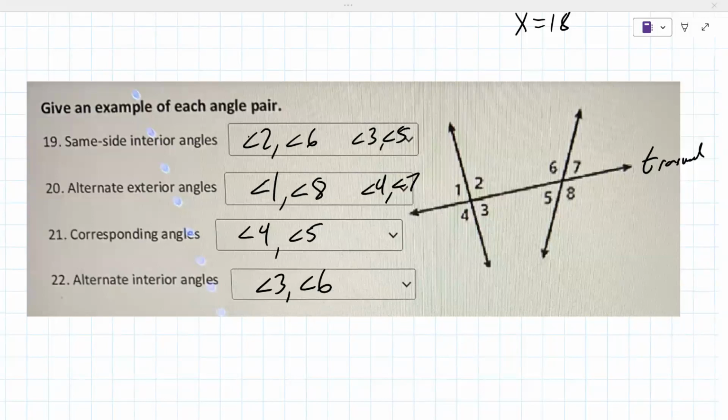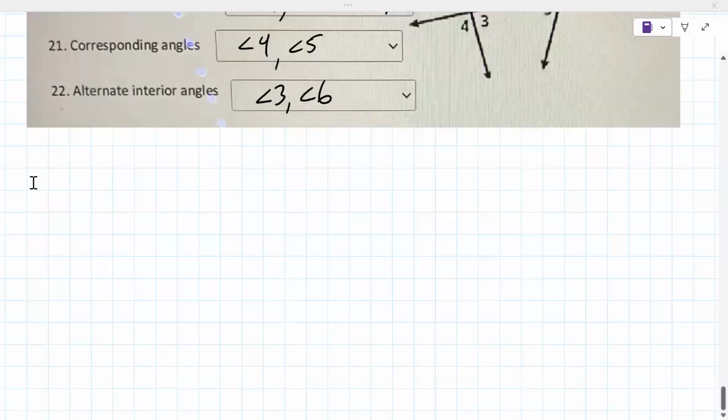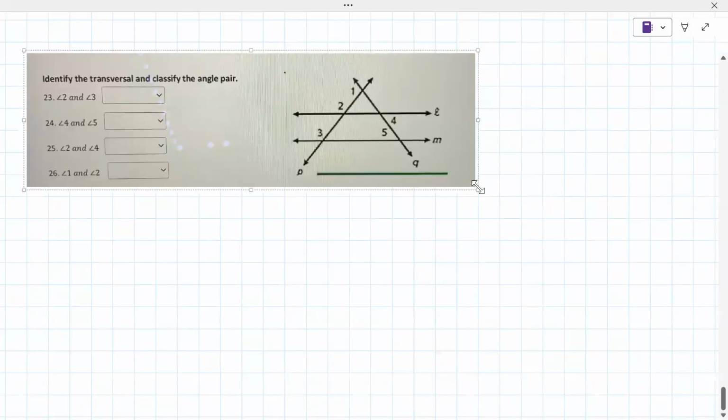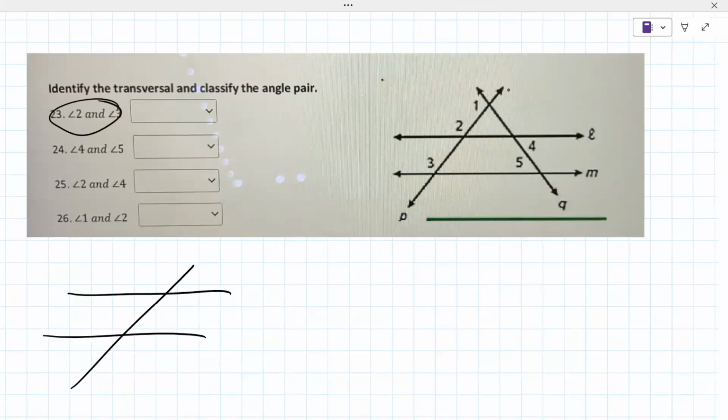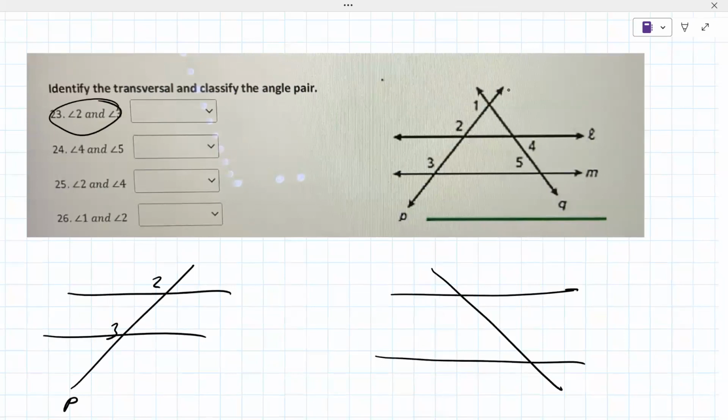Next grouping of questions is to determine the transversal. So let me do it for like 2 and 3. For the first one, for 2 and 3, you're focusing on this right here. So it would be transversal P. That's one way to look at it. And then the other types of problems you'll see here is where you're focused on the other transversal, Q. So probably the only transversals are P and Q in the dropdown. And then you have to say, well, what are 2 and 3?